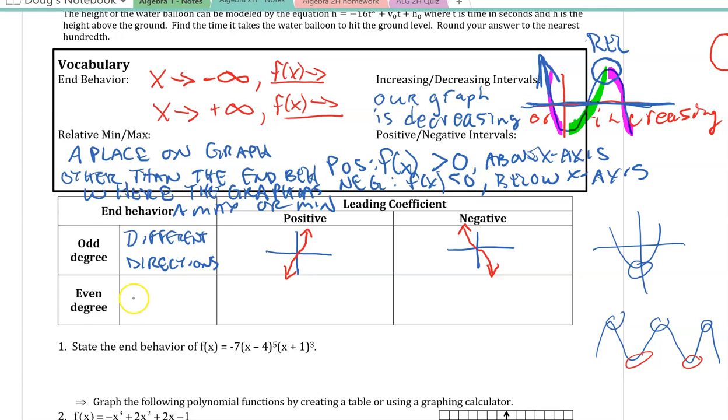Even degree. When you have an even degree function, in other words, your highest power is even, 2, 4, 8, then your end behavior will be in the same direction.